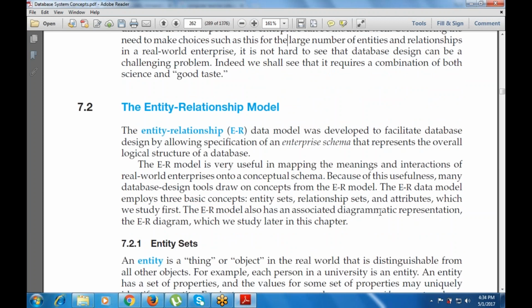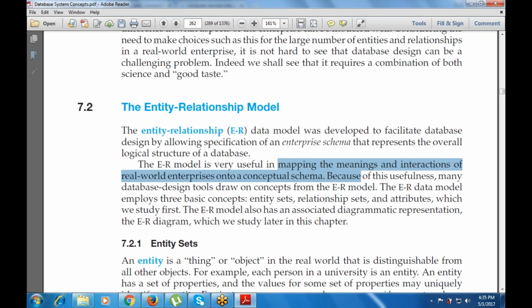Now, coming to the next topic, a very important topic, the ER model. The ER model was developed by E. F. Codd. It was developed to facilitate database design by allowing the specification of an enterprise schema that represents the overall logical structure of the database. This model is very useful in mapping the meanings and interactions of real-world enterprises onto a conceptual schema. Because of this usefulness, many database design tools draw on concepts from the ER model.